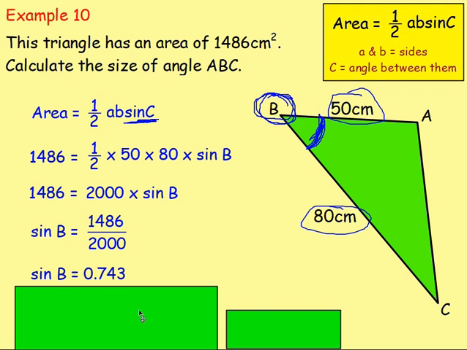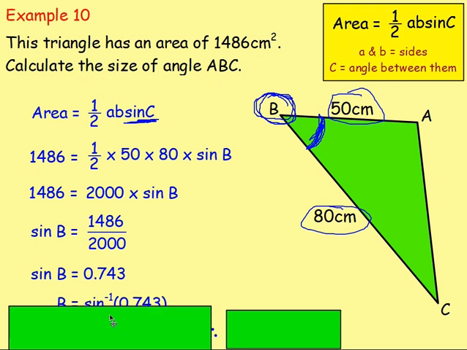But yes, to get B just on its own, we have to get rid of sine. So we're wanting to do the inverse sine. Inverse sine of sine will cancel out. And on the other side as well, do inverse sine of the 0.743. So we'll write that down as B equals sine to the minus 1 of 0.743. Work that out on your calculator.